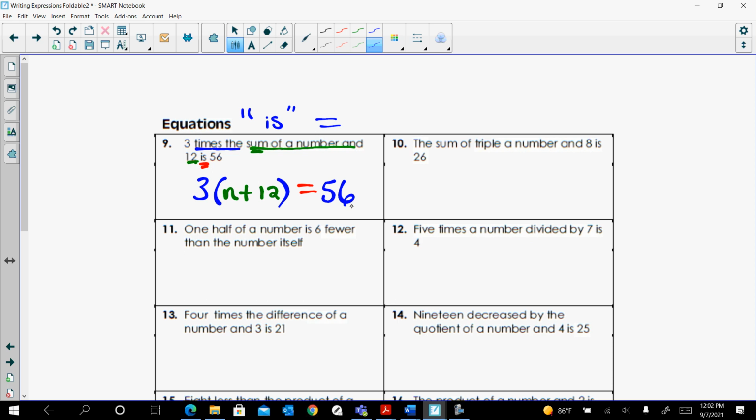All right, 10 says the sum of triple a number and 8 is 26. We have the sum of triple a number and 8 is 26. It would be 3n to show 3 times n. Then yes, plus 8. Is, so that's equals 26.